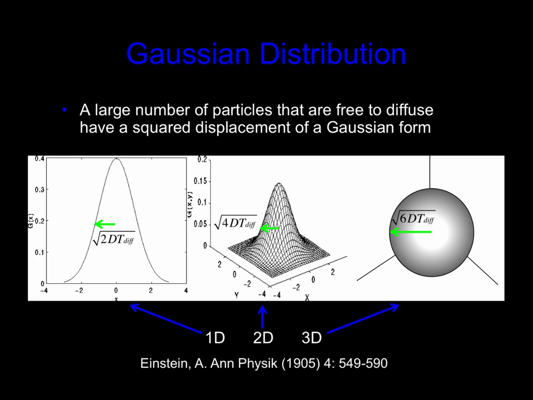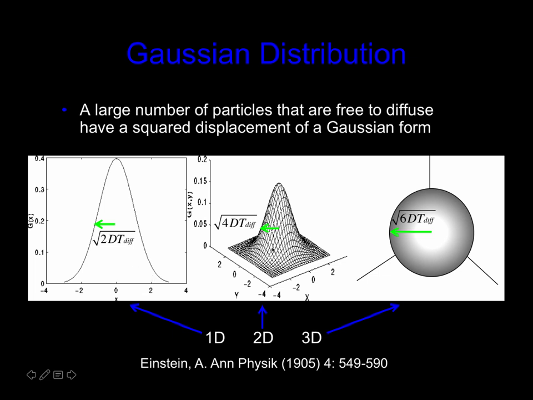So if we have a large number of particles that are free to diffuse, then they have a squared displacement of the Gaussian form. This is where, if we have a whole ensemble of particles, and here I've got this one-dimensional representation, we take this whole ensemble and have them at the zero location, so zero displacement, and we let them start diffusing, then after some time, the diffusion time here, they will have displaced and spread out and have this sort of distribution, this Gaussian form, this bell curve.